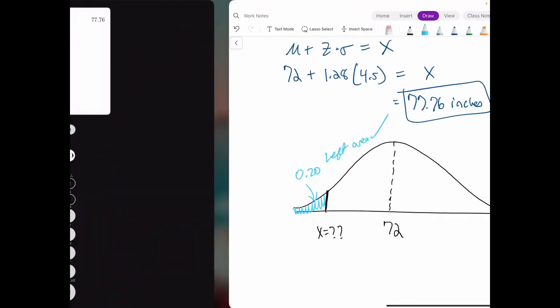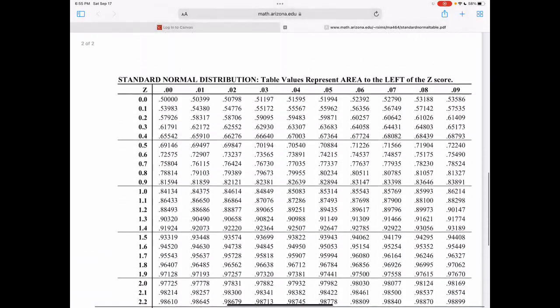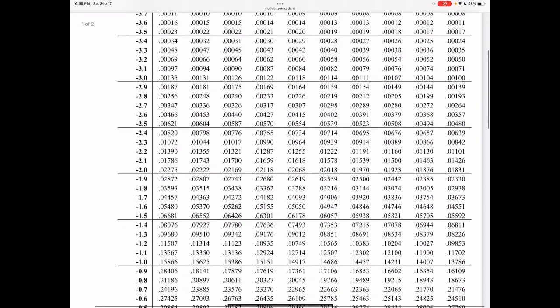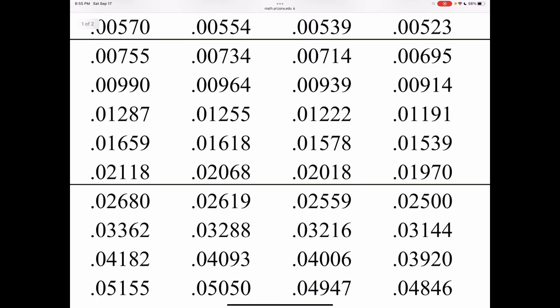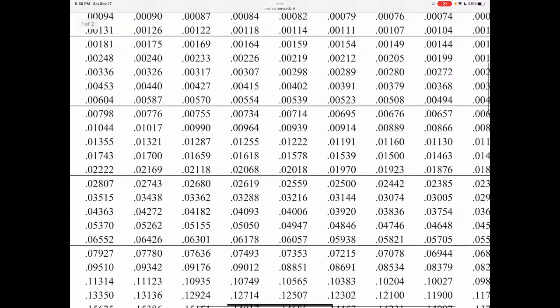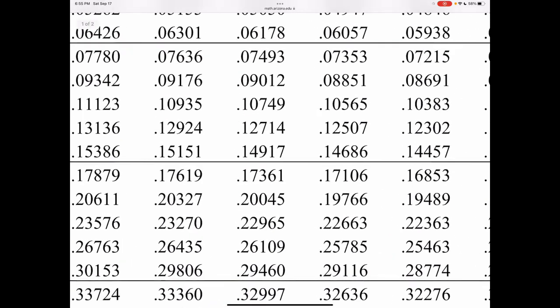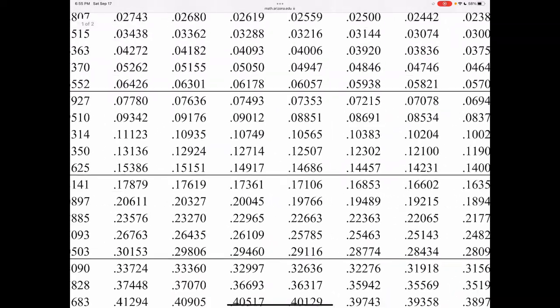So the z-score that corresponds to that, we go to our table. We try to get as close to 0.20 as we can. So that's going to be in the negatives. If you're less than 50%, you're going to be over the negative side. I'm going to quickly try to find this for you guys. It looks like that 0.2, oh no, that's 2%. We want 20%. Here we go, looks like this, the 0.20045. That's about as close as we're going to get to 0.20.